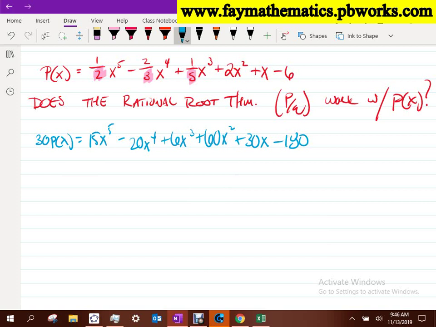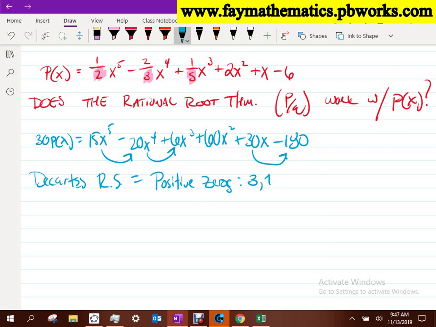Let's talk about some things here. Let's talk about Descartes' rule of signs. If I want to know positive zeros, positive zeros is the number of sign changes, right? Is that a sign change? Is that a sign change? Is that a sign change? So I could have 3 positive zeros or that less by an even whole number, so 1.